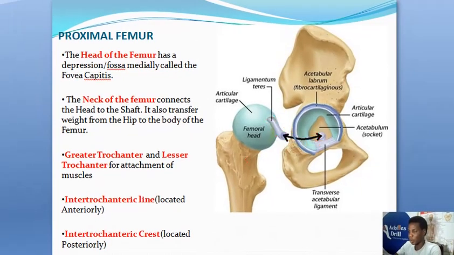Now let's talk about the neck of the femur. The neck of the femur, of course, connects the head to the shaft, to the remaining part of the femur, and it also helps to transfer weight from the body to the femur. So the neck is also one important structure.